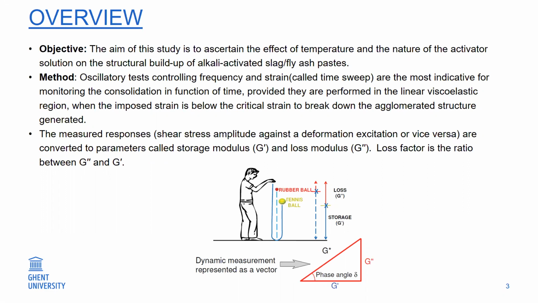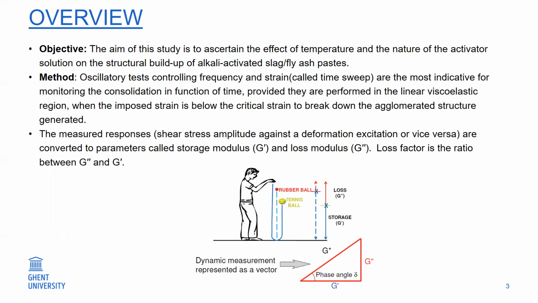So we are using small amplitude oscillatory shear measurement to monitor the pastes from fresh state to hardened state. As you will know, typically two measured parameters can be used to evaluate the viscoelasticity of the AAC pastes. One is the storage modulus, which is related to the elastic behavior of the material, and it is proportional to the energy stored in each cycle of the excitation. Another one is the loss modulus, which is related to the viscous behavior of the material, and it is proportional to the lost and dissipated energy in each cycle. And the loss factor is the ratio between G double prime and G prime.